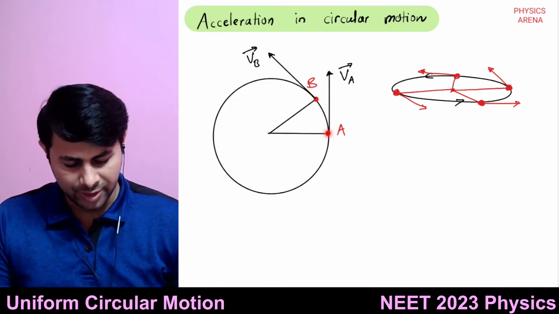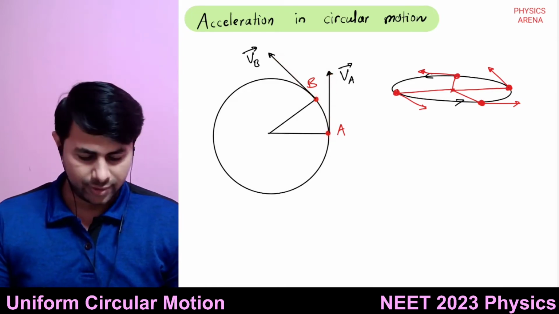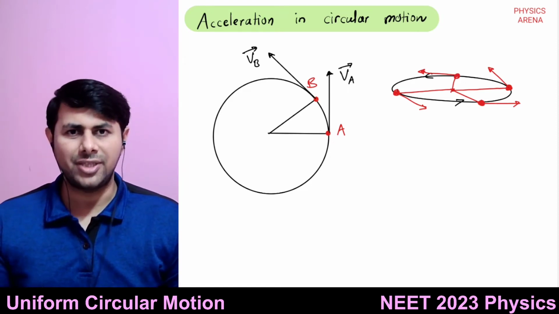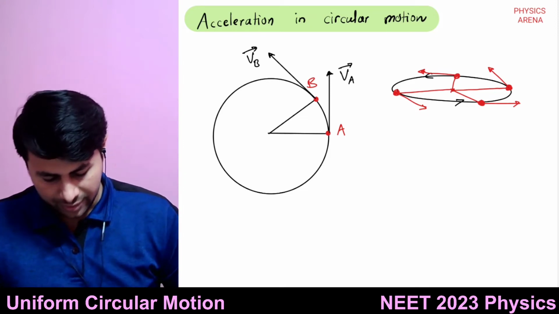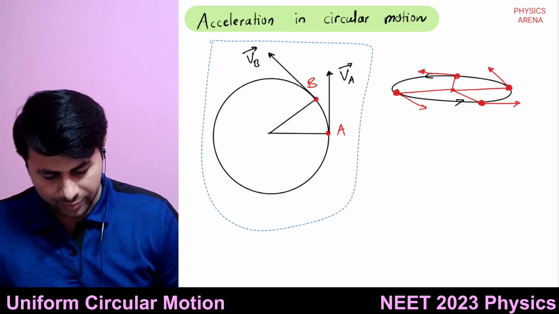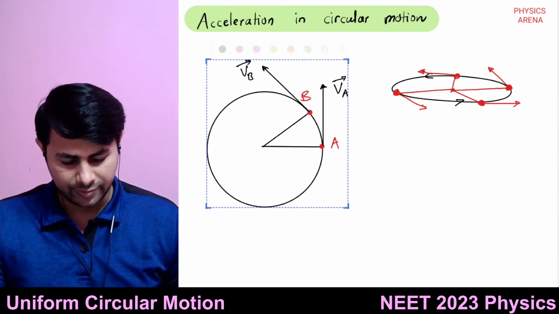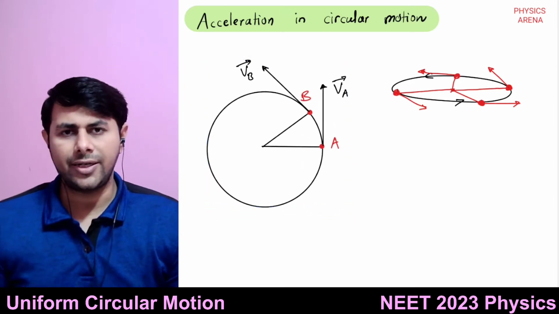Okay, so when an object moves from A to B, its velocity changes. It doesn't change in magnitude, but it changes in direction, right? So now we have to find out how much is that change. Due to what? The direction of velocity only.